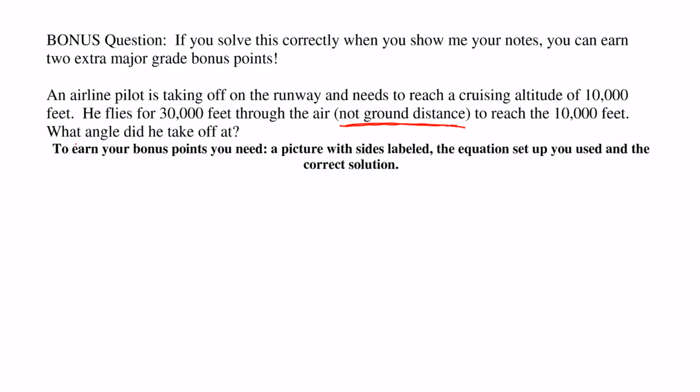And notice you need to put a picture with your sides all labeled, so with your opposite, adjacent, hypotenuse, also with the numbers in there, so your 30,000 and your 10,000 feet. Show me which equation you use to set it up, and then show me the correct solution. So you have to do all 3 of those parts to get your 2 bonus points.